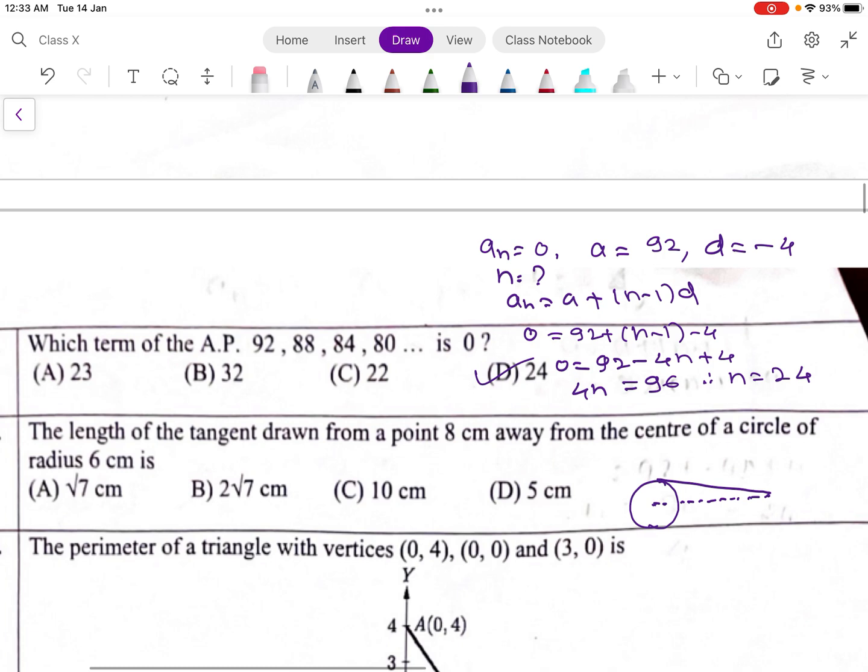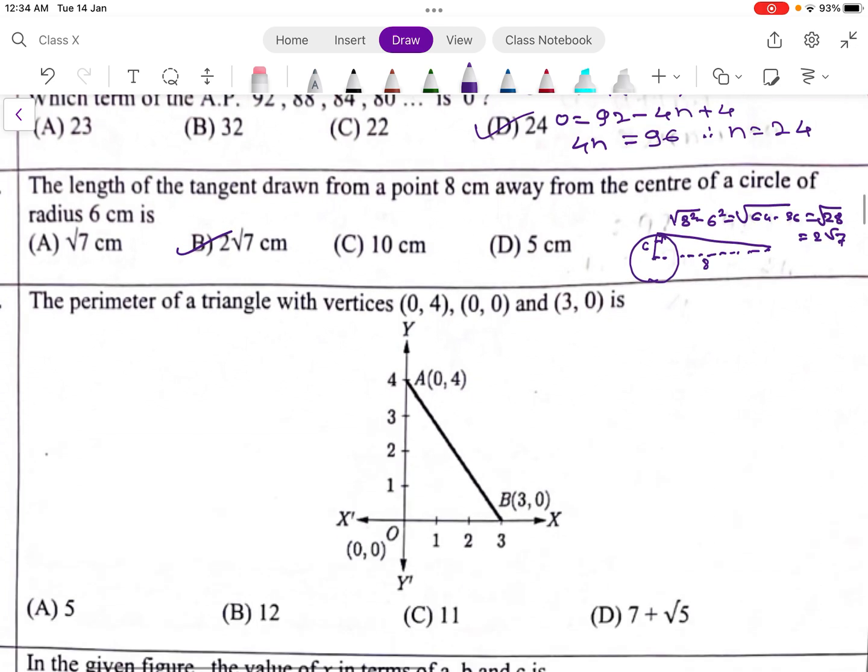Okay, so now the radius is 6 cm and this is 8. Here it is 90 degrees, so therefore it is nothing but 60. This length is nothing but the square root of 8 squared minus 6 squared, so it is 64 minus 36, which is 28. All of this is under the root, so this is nothing but 2 root 7. So that is the correct option.